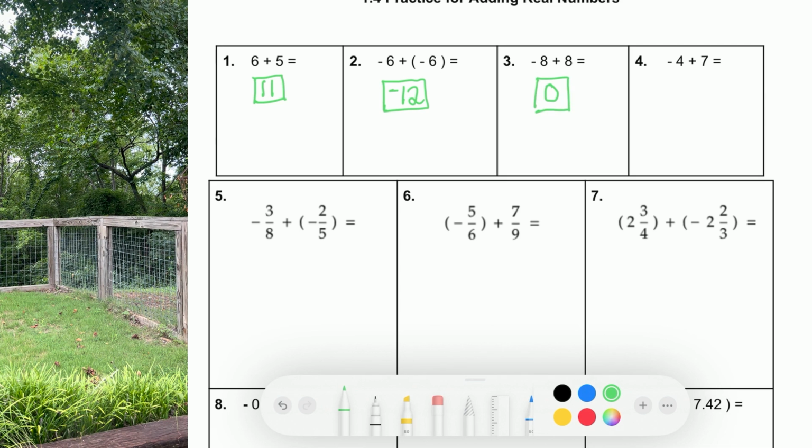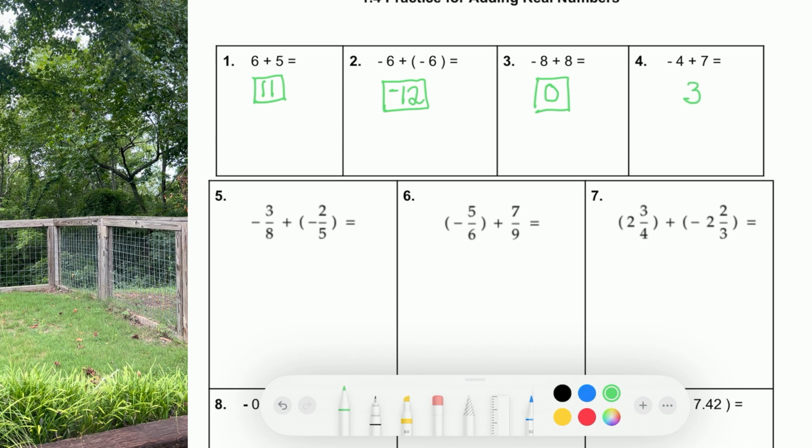Number 4 has negative 4 plus 7. So again, we have one of each sign. We have a negative 4 and we have a positive 7. We're going to subtract two numbers. We're going to take the difference between them. So 7 minus 4 is 3.